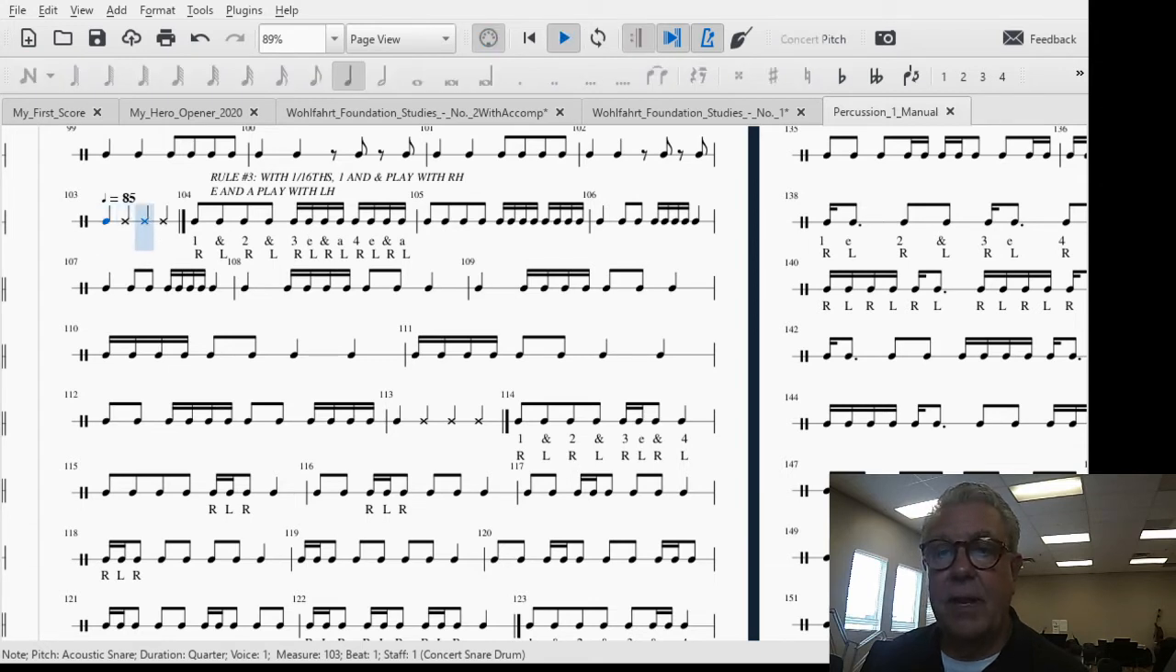2, ready, and 1 and 2 and 3 and a 4 e and a 1 and 2 and 3 e and a 4 e and a 1 and 2 and 3 e and a 4. 1, 2 and 3 and a 4. 1, 2 e and a 3 and 4. 1 e and a 2 and 3, 4. 1 and 2 e and a 3 and 4 e and a 1, 2, 3, 4.